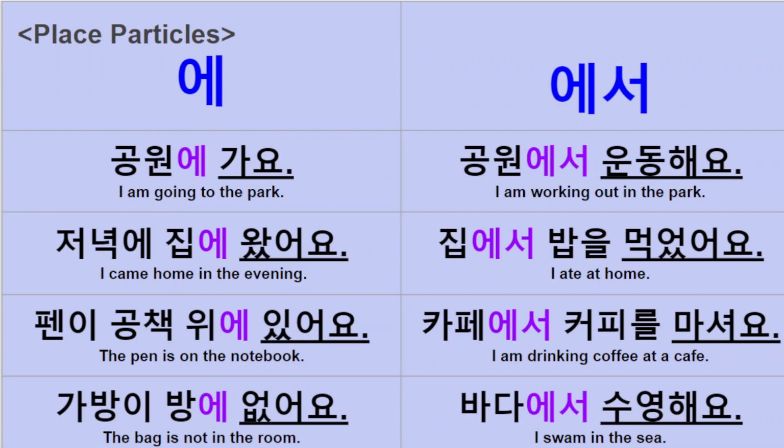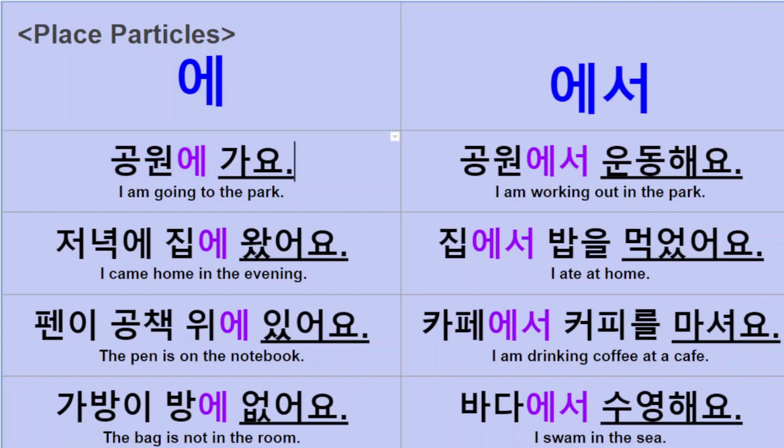Next one is place particles. So for place particles here I will have 에 and 에서. So let's see those. So 공원에 가요. So I'm going to the park. So here 에 is in English "to". So to the place. Then I need to put the place particle after the place. So this is like the destination where I'm going.